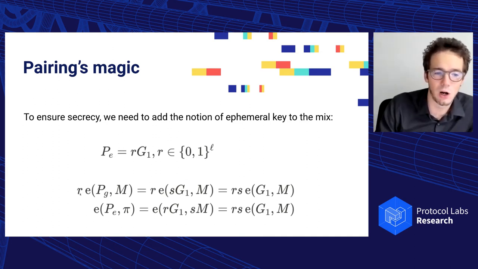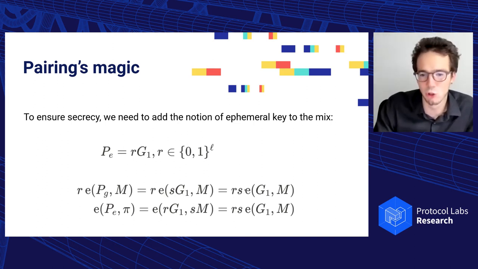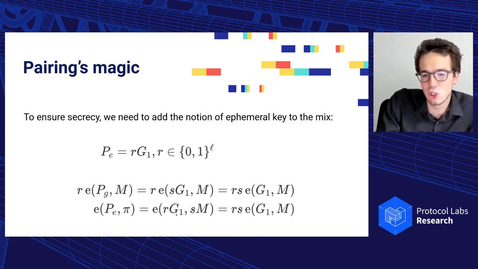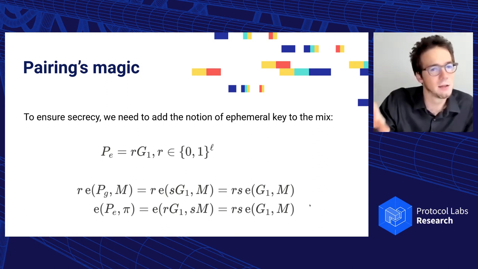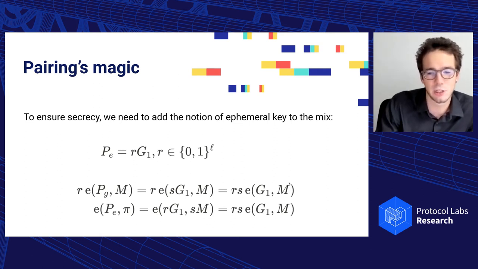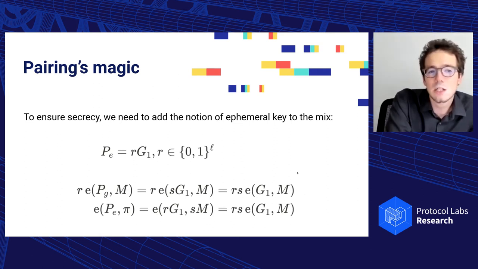And now we can compute R times the pairing of the public key together with the message. And that is going to be equal to R times the secret of the group, which we don't know, right, times the pairing of G1 and M. And when we get the signatures, if we know the ephemeral public key PE and the signature, we can compute the pairing of PE together with the signature, which is the pairing of R times G1 and S times M. And so by bilinearity, it's equal to R times S times the pairing of G1 and M. So that's exactly a key agreement, basically. We have two different ways of agreeing on a common reference string, on a common key. And that is how we do time lock here.